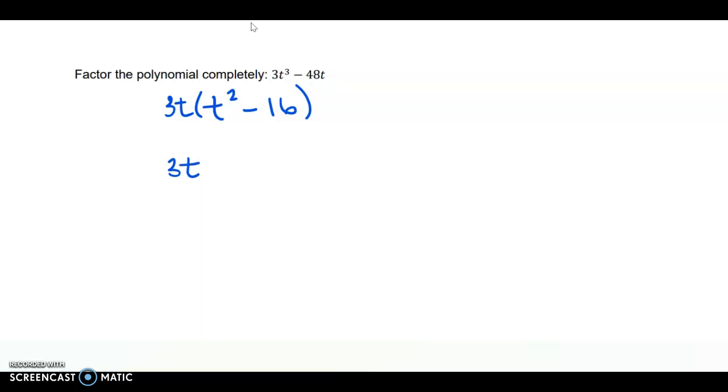So we want to bring down our 3t. We don't want to forget that. I'll have t minus 4. So when we have difference of squares, we do it like this. T minus 4, t plus 4. When we multiply it out, it makes the middle term cancel out. And you'll see what I mean if you multiply that out.